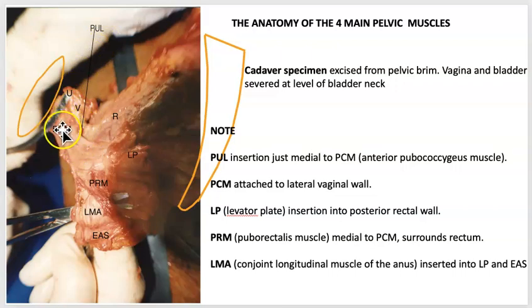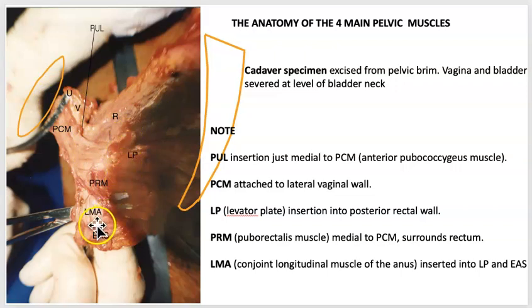The pubococcygeus muscle goes around, joins with the other side, and the iliococcygeus to form the levator plate. And if you look here, you can see the levator plate is actually inserted into the rectum. So that's the backward muscle, pulls the rectum back. And the puborectalis muscle. Now here is the puborectalis muscle. It tucks underneath the pubococcygeus and goes medial to attach to the symphysis. It goes around the rectum, does not insert in the rectum.